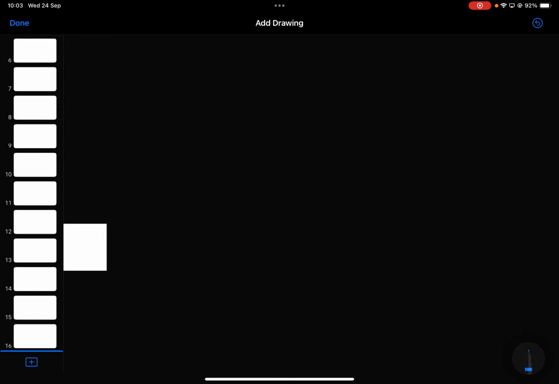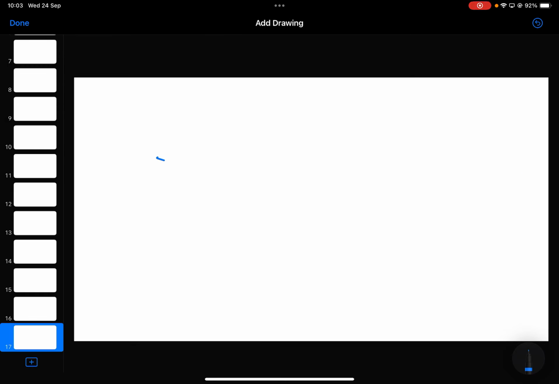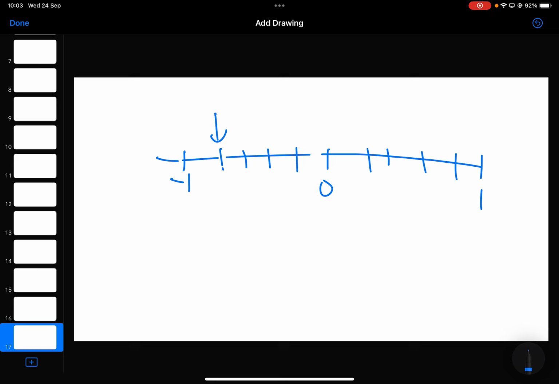Next. Number line. Are you all able to read what is L?